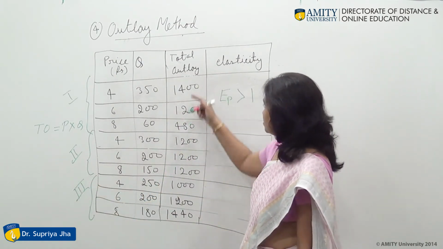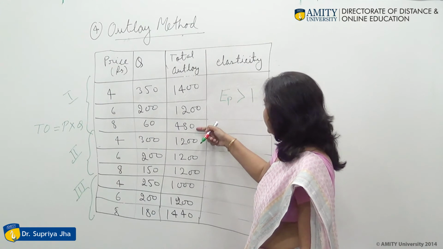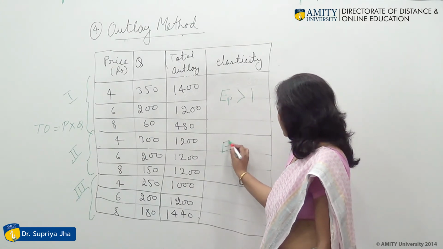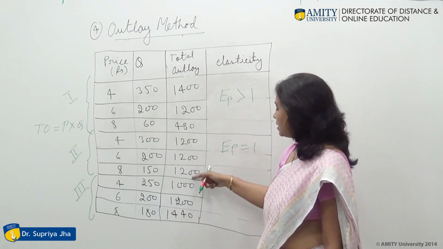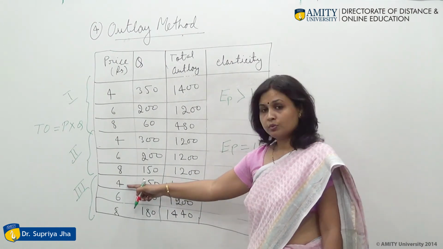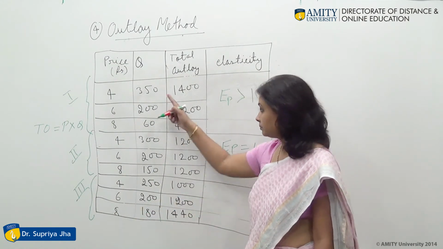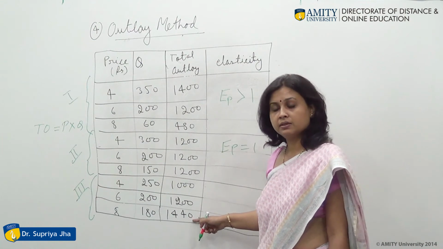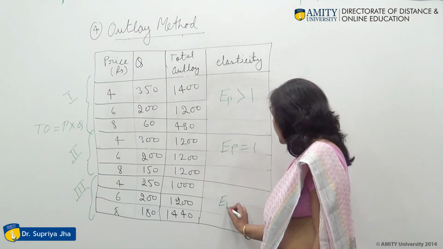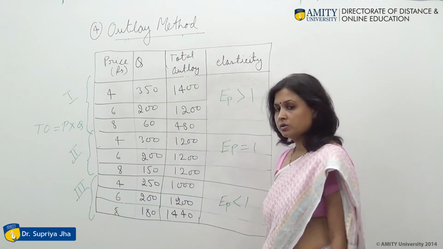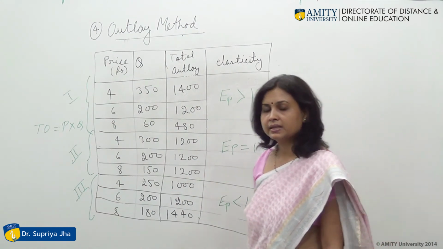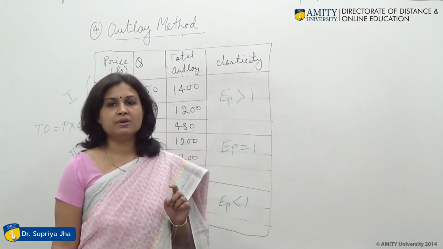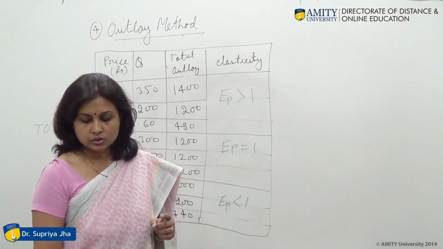So in the first case, total outlay is decreasing, so EP is greater than 1. In the second case, it is equal to 1 because total outlay is not changing. In the third case, though the price is increasing and quantity demanded is decreasing, total outlay is increasing. So in this case, EP is less than 1. So three types of elasticity, greater than 1, less than 1, and equal to 1, can be calculated with this method, which is known as the total outlay method.